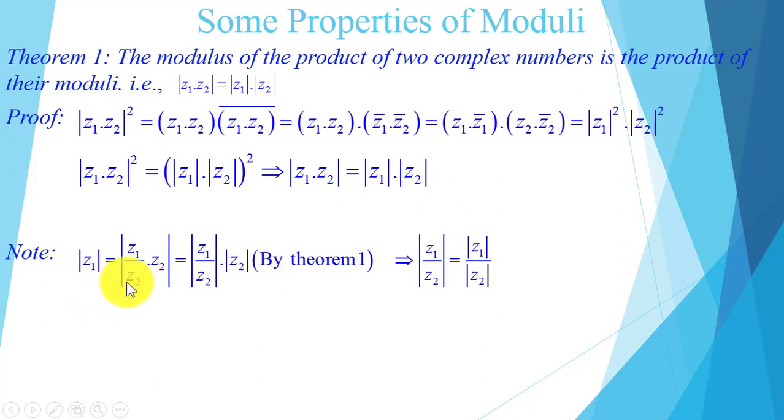Modulus of z1 is equal to modulus of z1 by z2 into z2, which is equal to modulus of z1 by z2 into modulus of z2 by theorem 1, which implies that modulus of z1 by z2 is equal to modulus of z1 by modulus of z2. That is theorem 2.